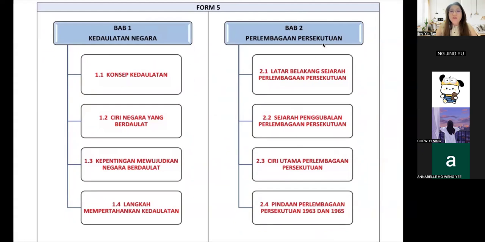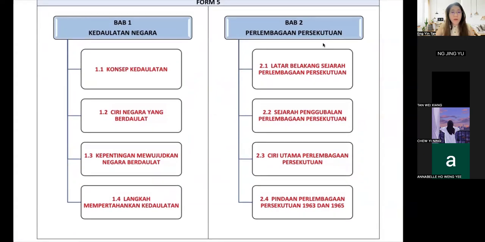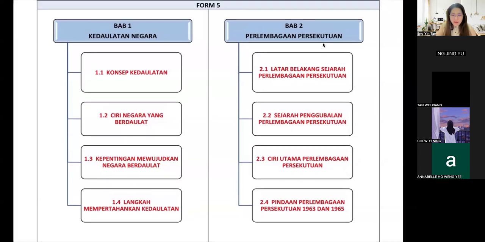Okay. So now, for Chapter 1 and Chapter 2, we have 4 subtopics for each chapter. For Form 5 Chapter 1, the very first topic we're going to talk about is kedaulatan. Make sure that at the end of this seminar, you understand what the meaning of kedaulatan is. This is our target.